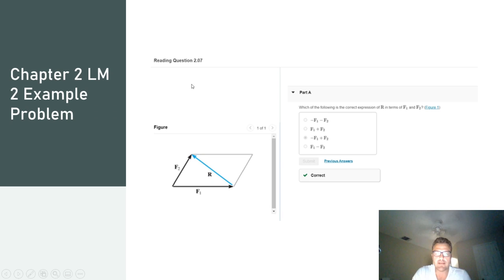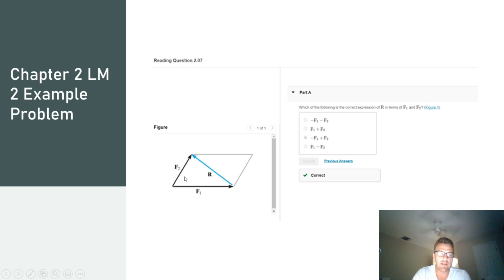I wanted to do just a very quick example problem from this section. Specifically, what we're asked here, we're given this diagram, and we're asked which of the following is the correct expression for r in terms of f1 and f2. Well, you might be tempted to say, oh, that's just a triangle rule, right? So that means that r must be f1 plus f2. But remember, the triangle rule has one particular requirement. You have to put the tip of one vector onto the tail of the other vector.